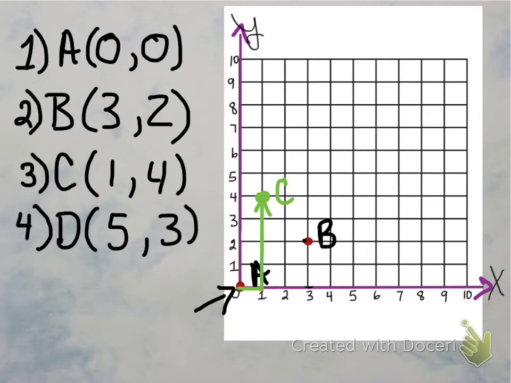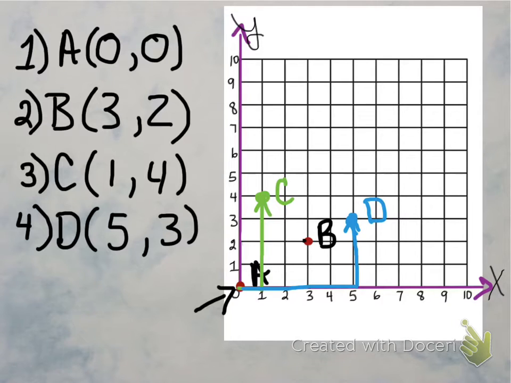All right, now I want to plot point D. In order to plot point D, I need to move along the x-axis until I get to the 5, and then move up until I'm lined up with the 3, and that is where I would plot my point and label it point D. Awesome.